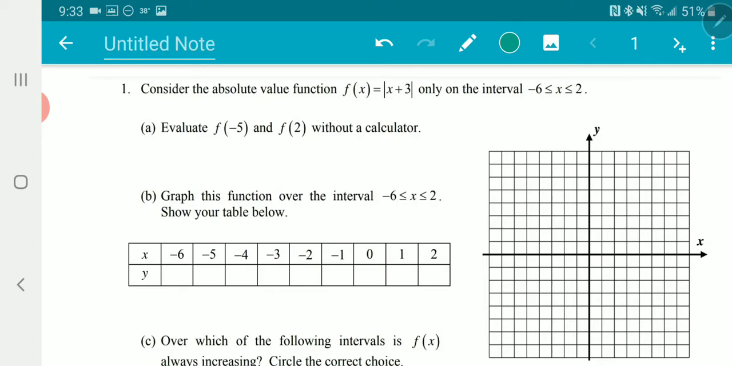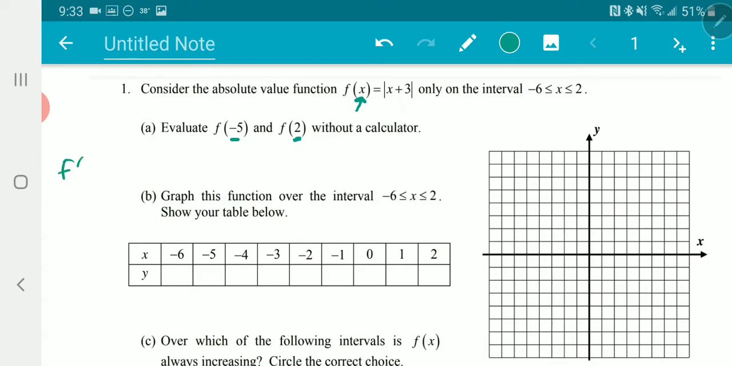So here we go. Number 1 says, consider the absolute value function f of x equals absolute value of x plus 3 only on the interval from -6 to 2. Evaluate f of -5 and f of 2 without a calculator. Anytime I have f of -5 or f of 2, they really just replaced this x right here. So that's exactly what we're going to do in our function.